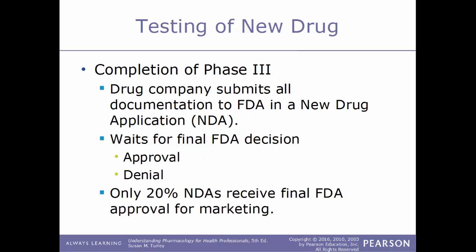All right, upon completion of phase 3, the drug company will submit all the documentation to the FDA in a new drug application, NDA. And at this point, all they can do is wait for a final decision from the FDA, and the drug will either be approved or denied. And only about 20% of NDAs receive a final approval from the FDA for marketing. So it's very likely that you'll get all the way through the end of phase 3, complete all this research, invest all this time, all this money, and your drug will still get denied.